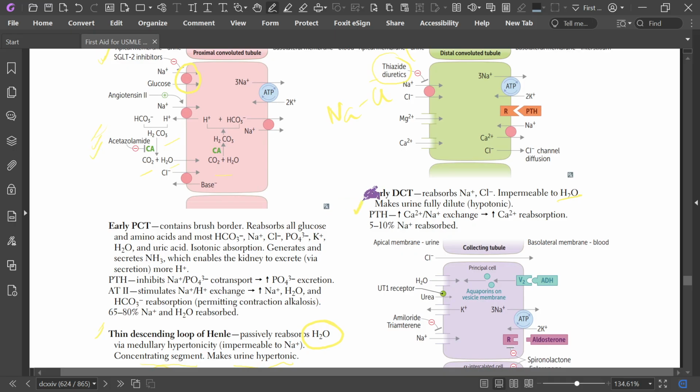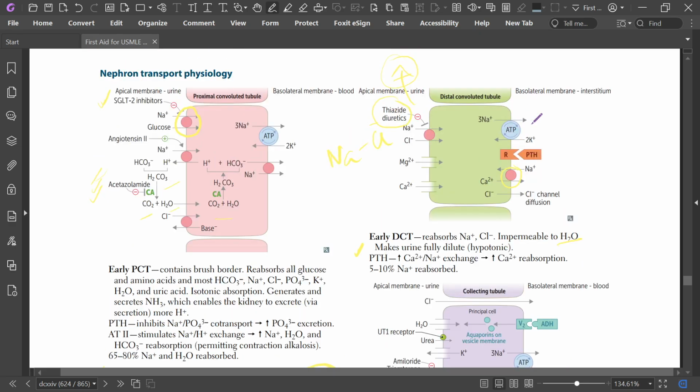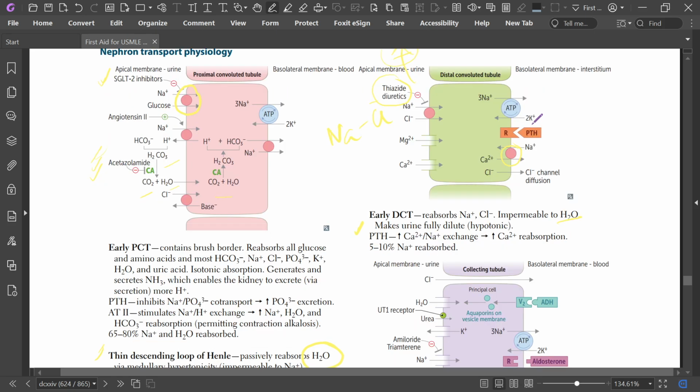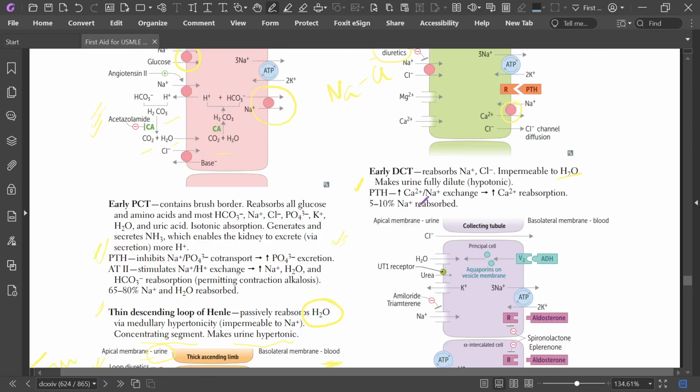Another important part is PTH, parathyroid hormone. Parathyroid hormone increases the calcium sodium exchanger here, like sodium is entering the DCT and calcium is going to the basolateral membrane for reabsorption. So here there is increased calcium reabsorption through this calcium sodium exchange. And PTH works in the PCT too. PTH inhibits sodium phosphate transport here, so more and more phosphate excretion happens.